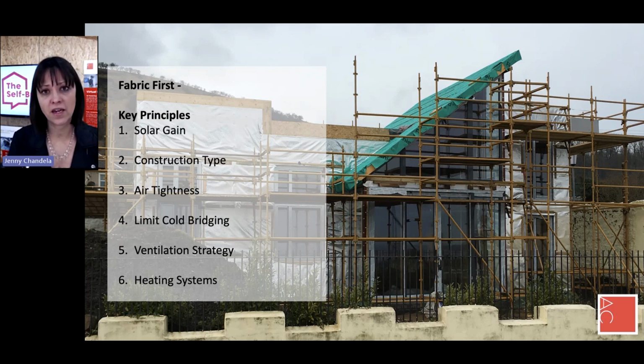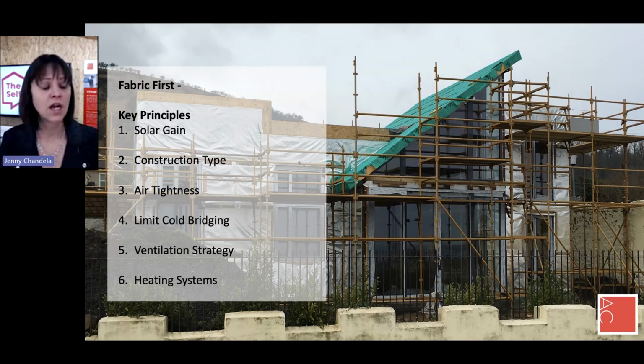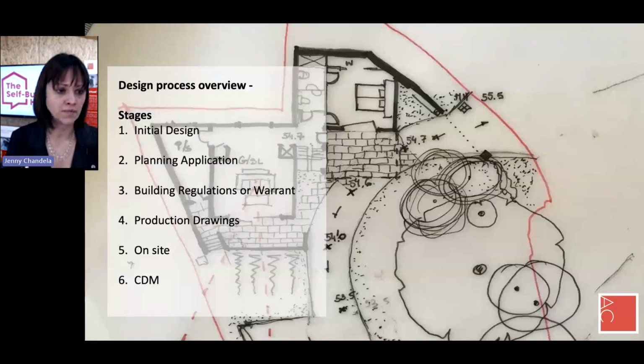So we really advocate for, at minimum, starting with a fabric first approach and then potentially going all the way to passive house. But a lot of these performance goals can be met in early design decisions: a consideration of solar gain, a consideration of what construction type is appropriate so that you get the most benefit of a high level of air tightness and limited cold bridging. From there you can start to think about what ventilation and heating systems are appropriate for the level of low energy you're incorporating.